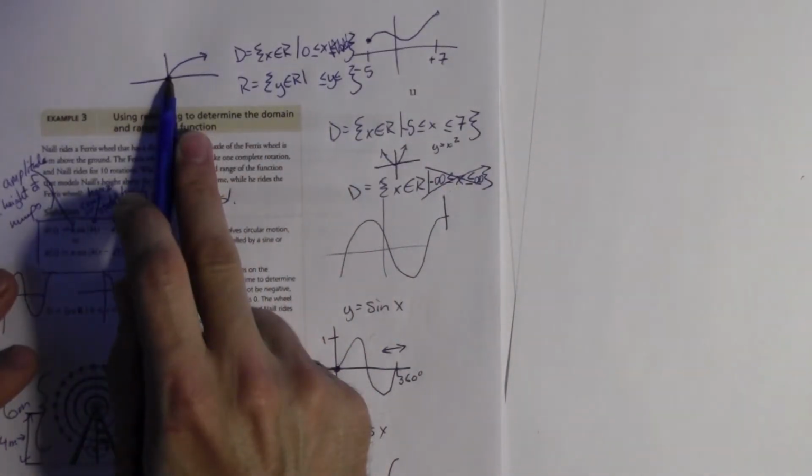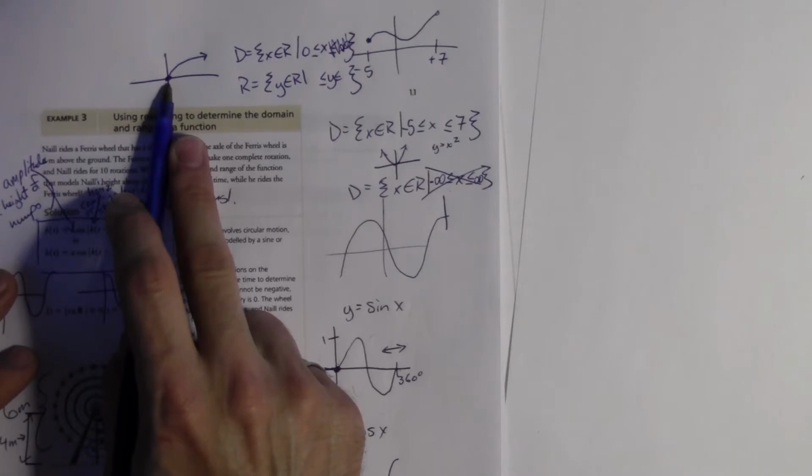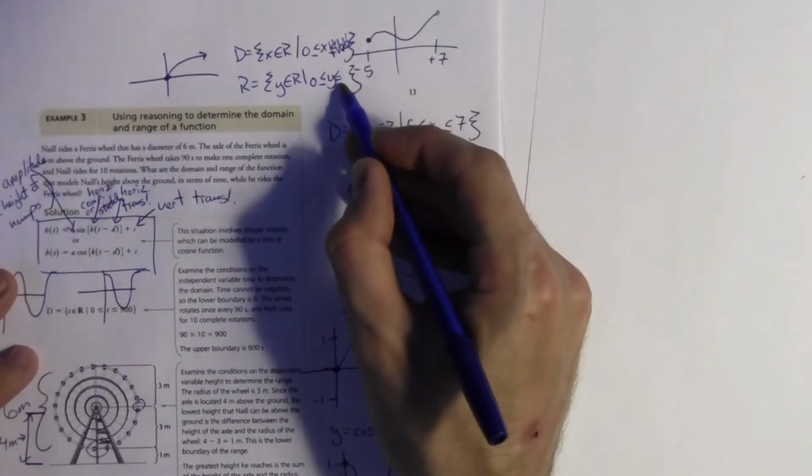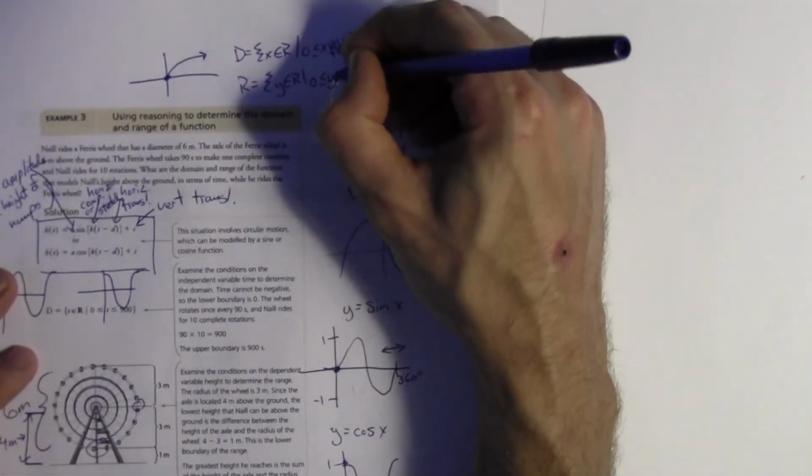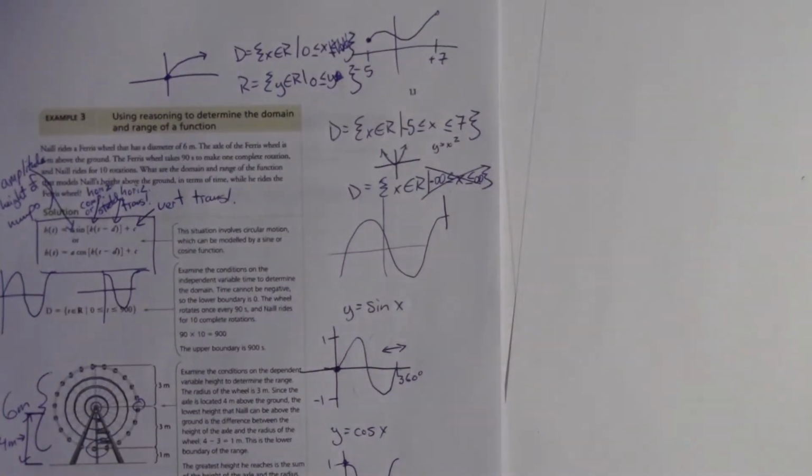Okay, now you just read from the bottom to the top. What's the bottom? 0. And what's the top? Infinity, so this is gone. That's it. Okay?